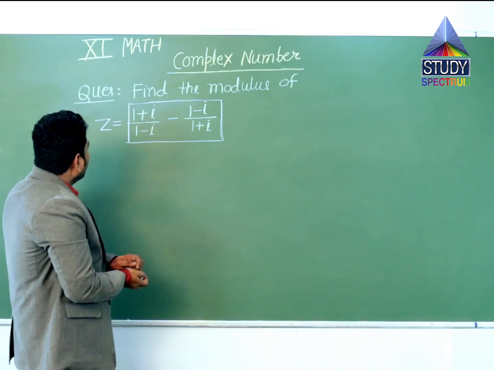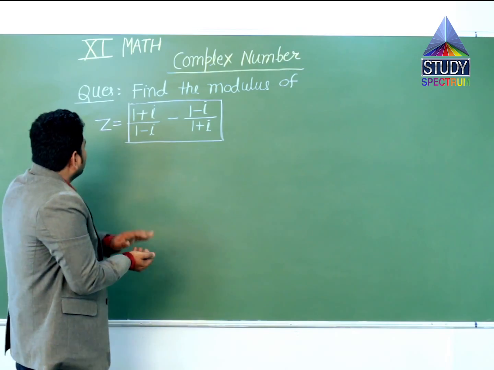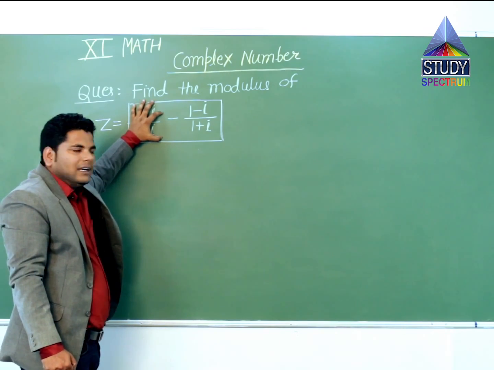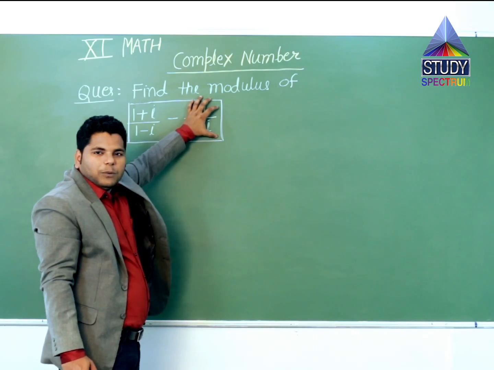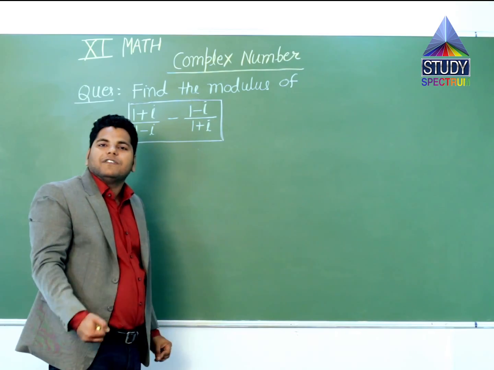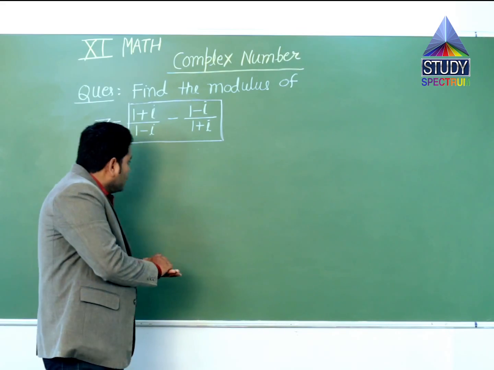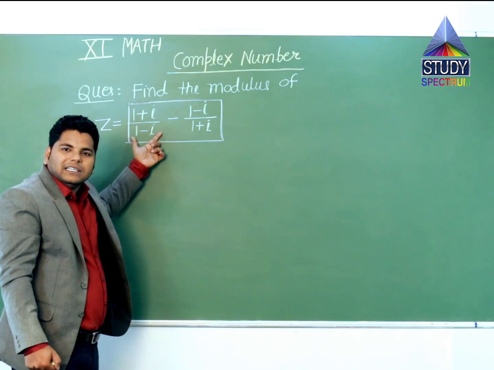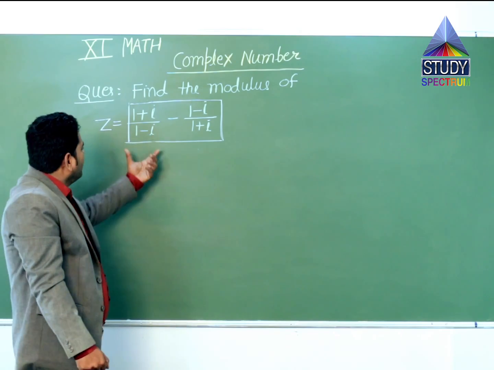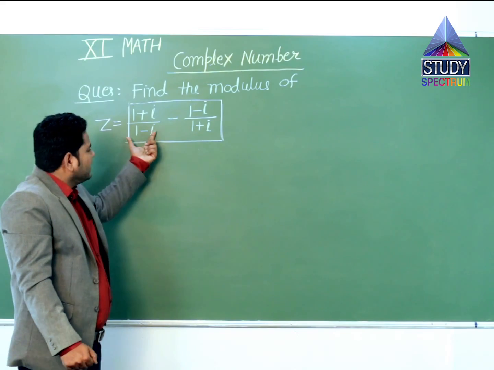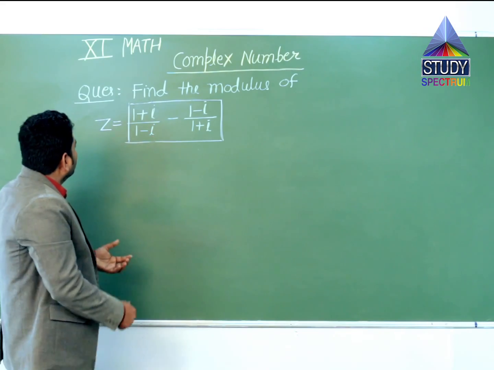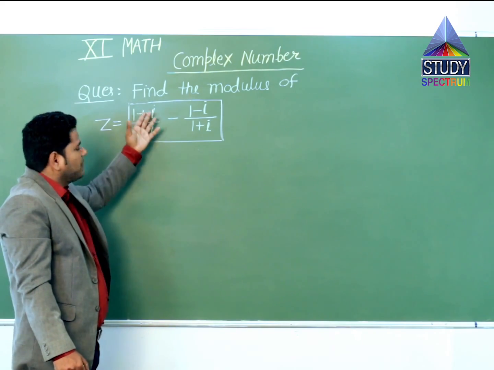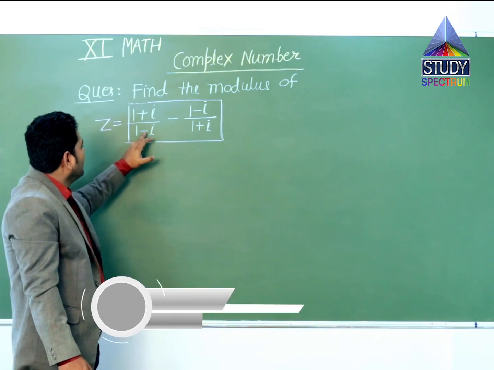Now we express this part, (1 + i)/(1 − i), in terms of x + iy. In the same way, we'll express (1 − i)/(1 + i) in terms of x + iy. To convert this, we have to make the denominator free from i, that is, a rational number. So we'll multiply numerator and denominator by changing the sign between these two terms, which means multiplying by 1 + i.